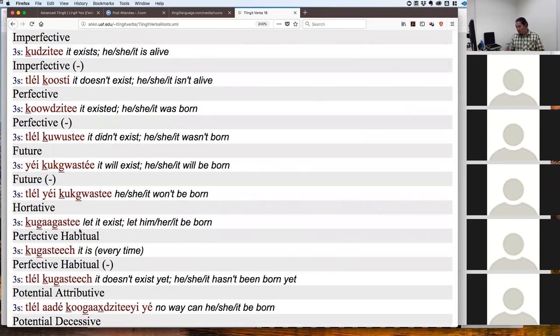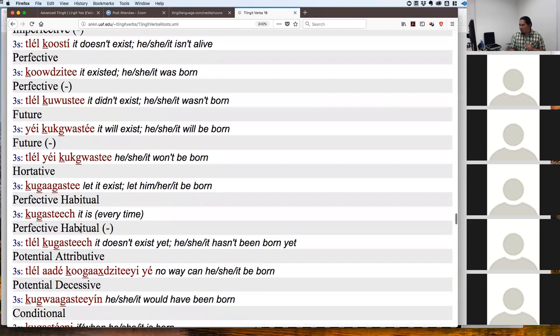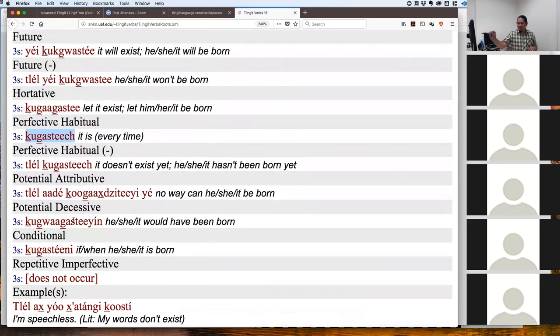Yekukwasti, it will be born. Keshyekukwasti, it won't be born. Tukakasti, let it exist. Tukasteech, this is the one that means it exists every time, it's always coming back like mold or something like that, I don't know. And then keshkukasteech, it hasn't been born yet.